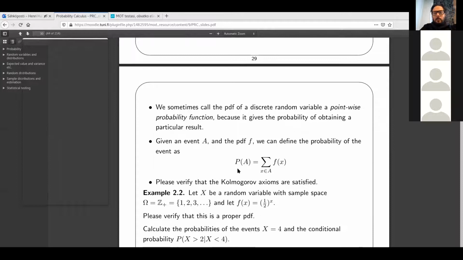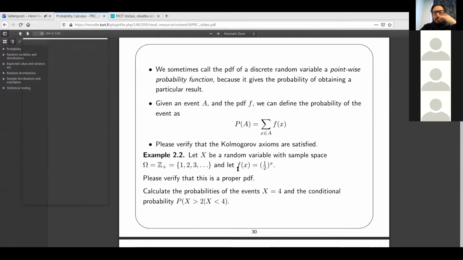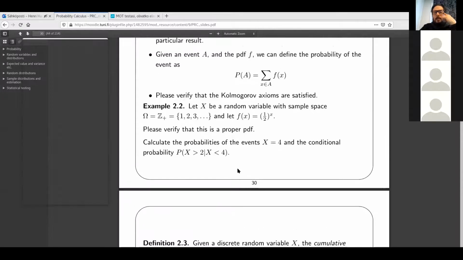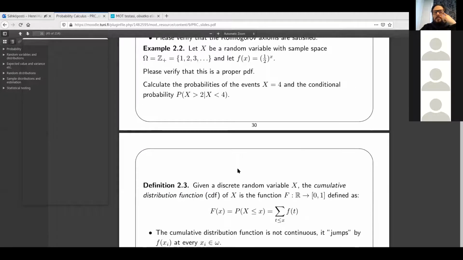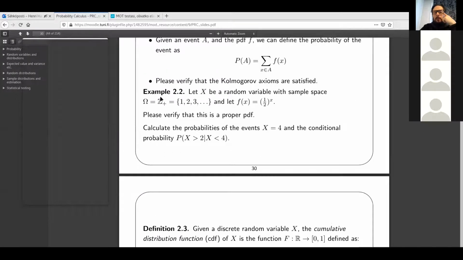So there's no problem here. Here's an example. Let's take the random variable with the sample space of positive integers, and let's ascribe to each point x the probability 1 over 2 to the power of x. Please verify that this is a proper probability density function. This is an example that I will ask you shortly to do in groups.